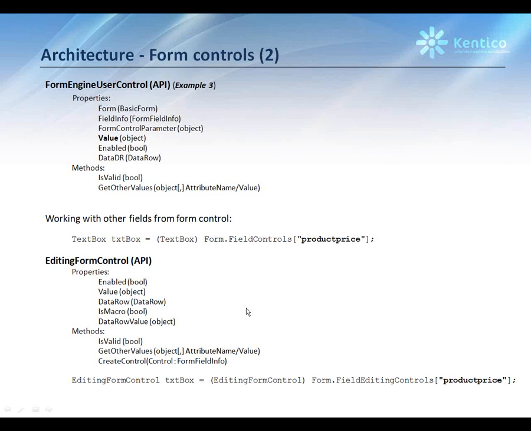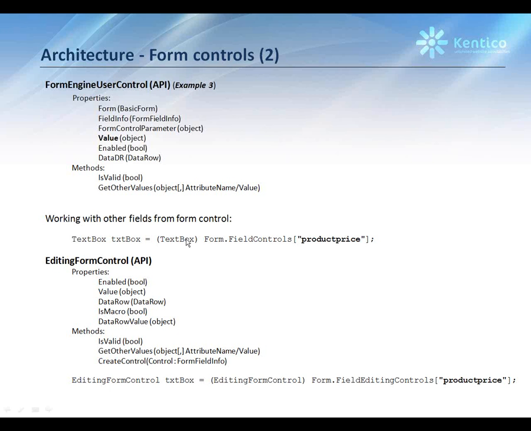But if we don't know the type of the form control that we would like to modify, we can simply access the field editing controls hash table according to the name of the field, and then cast it to editing form control. This is similar to the first one, but we've decided to also provide customers with a unified control for all of the form controls. So it also has a value property where you can set or get the value from the database.